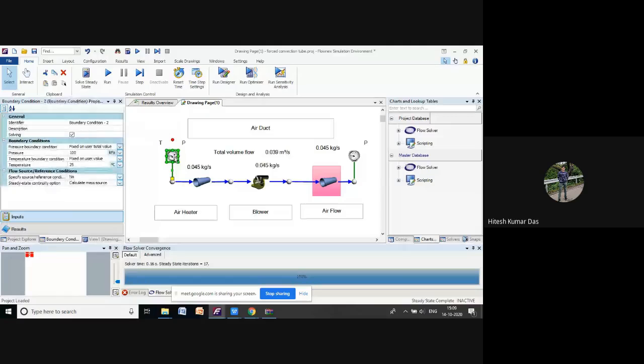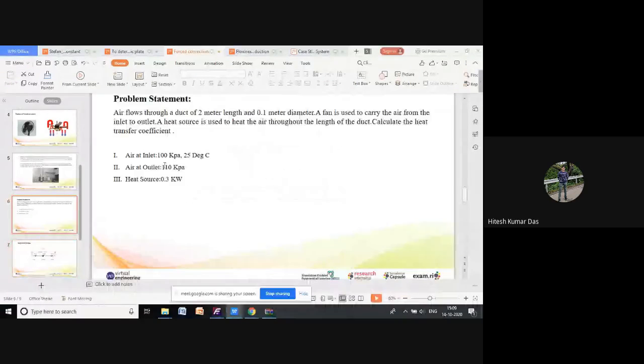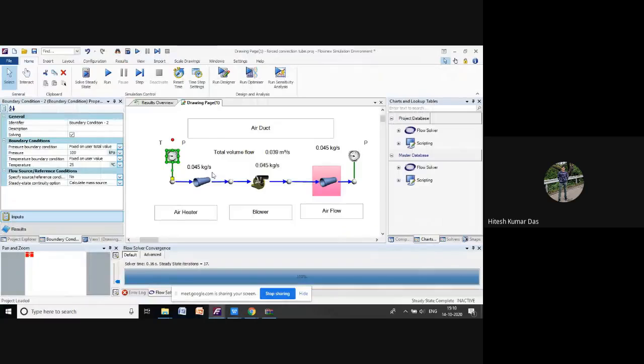This is our network. You can see for the air inlet pressure and temperature we have assigned pressure as 100 kilopascal and temperature as 25 degrees Celsius, as mentioned in our problem statement. For air outlet we have assigned pressure as 110 kilopascal. You can see in the network, this is the outlet, so here you will see how much pressure we have assigned, which is 110 kilopascal.